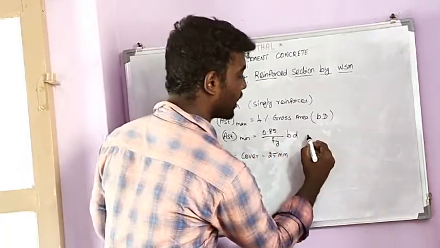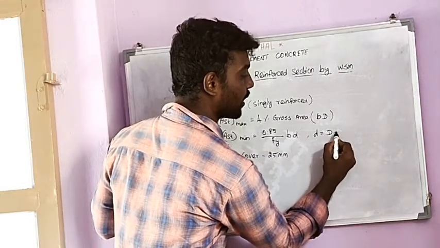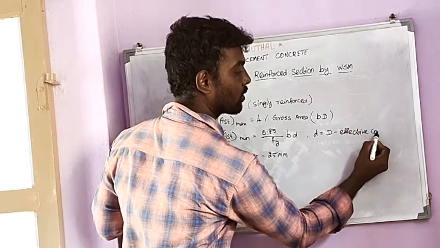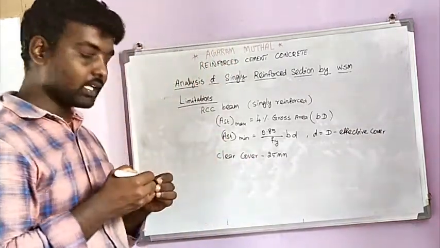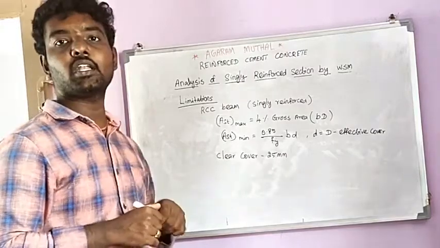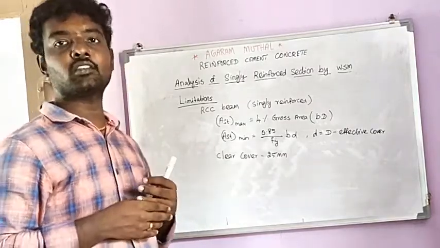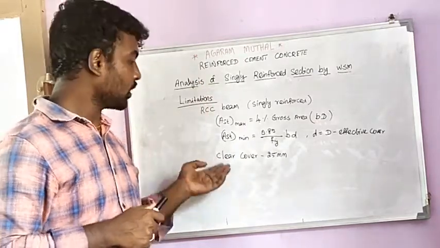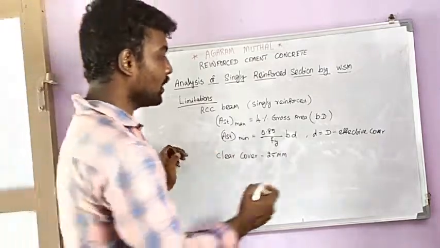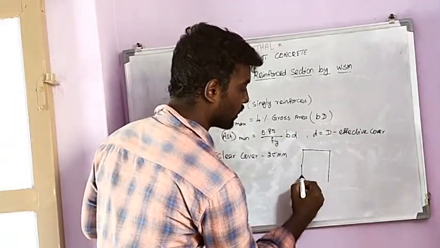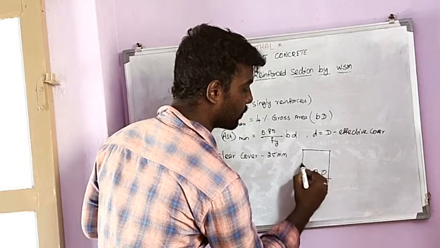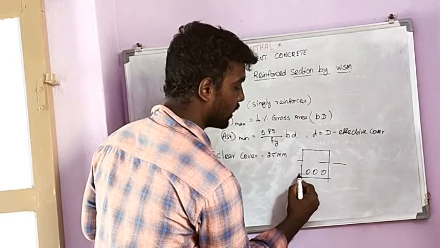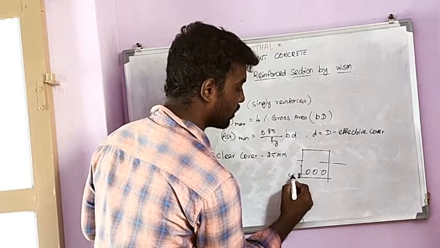So how do we calculate the effective depth? Effective depth equal to total depth minus effective cover, and clear cover value. So clear cover is nothing but the distance from the extreme end of the section to the extreme end of the steel. So that distance in between is the clear cover. So if we provide our reinforcement here, the clear cover is the end of the reinforcement to the end of the section. This is called clear cover.